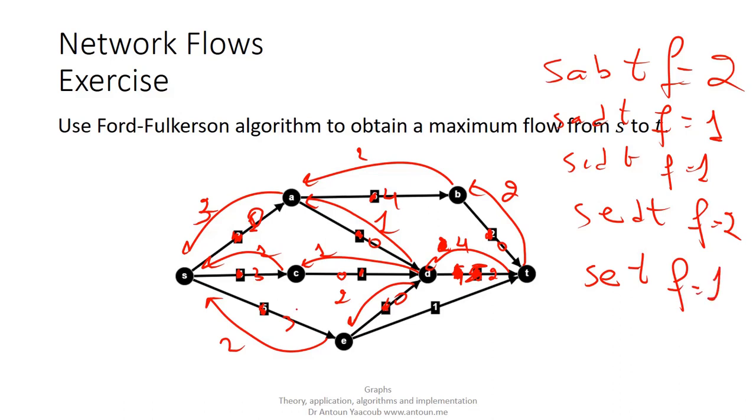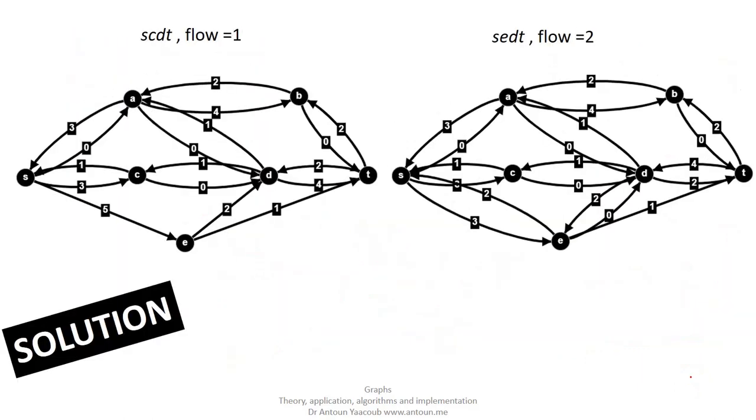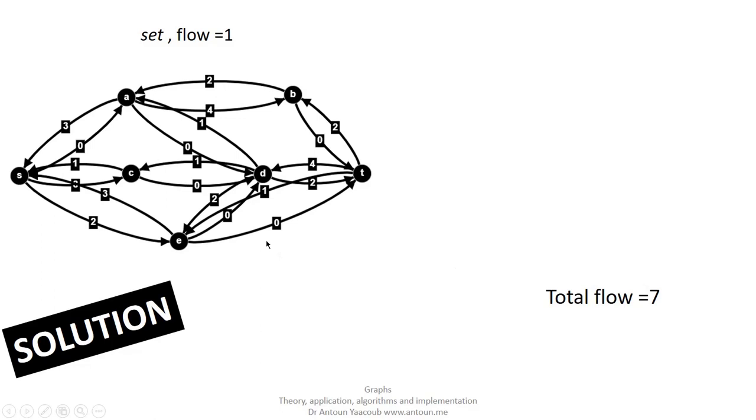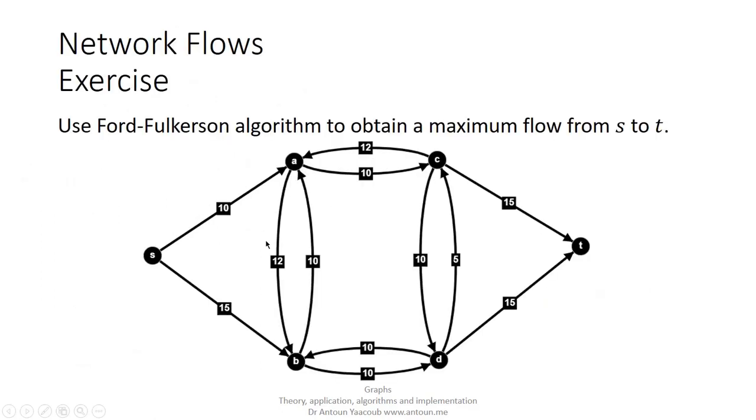So we have here minus 1 is equal to 2, 3, 0, and 1. So there are no more augmenting paths, so we do the summation, 2, 3, 4, 5, 6, 7, and the flow would be equal to 7. So we have the solution here, so you can recheck it if you want.